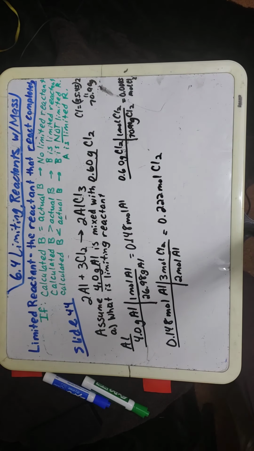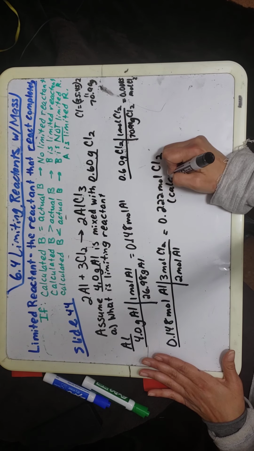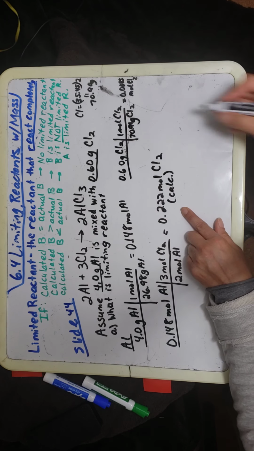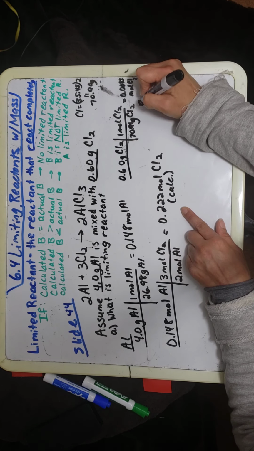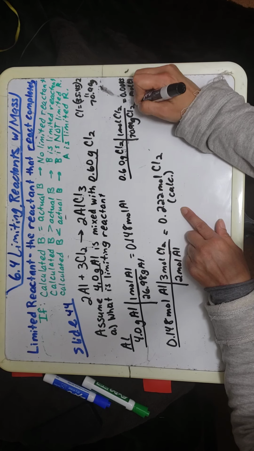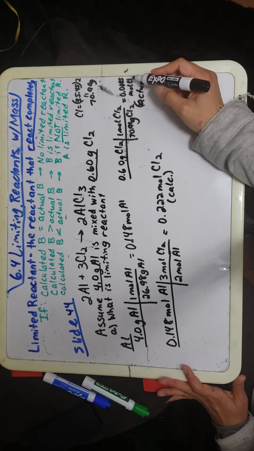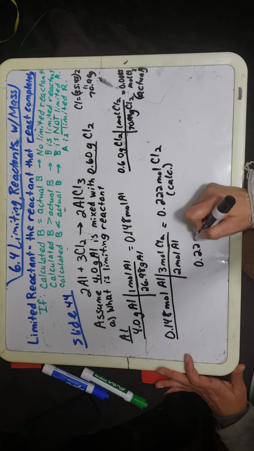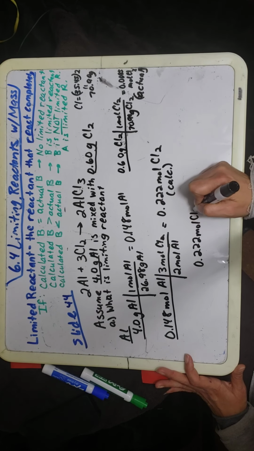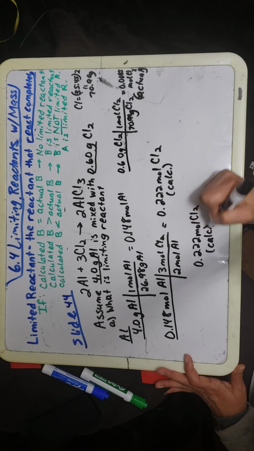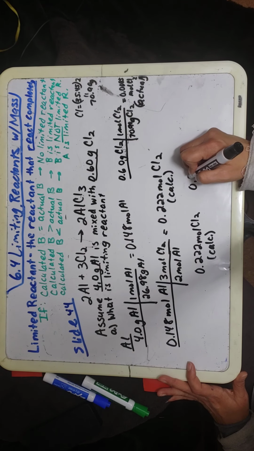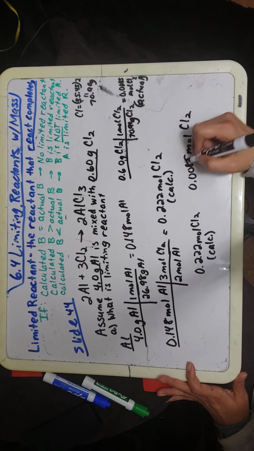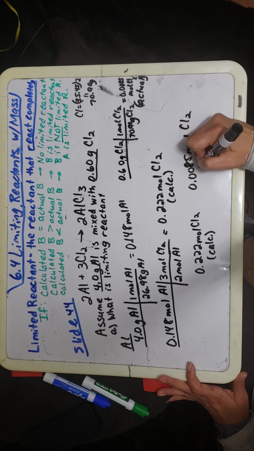So this is your calculated. We can always write down our calculated. So this is our calculated. And this right here is going to be our actual, the value we have right here. Since this went to chlorine, you're going to write your calculated down first. And remember, just always write calculated first so you won't get confused. And then write your actual. You'll see it's 0.0085, and that's the actual.